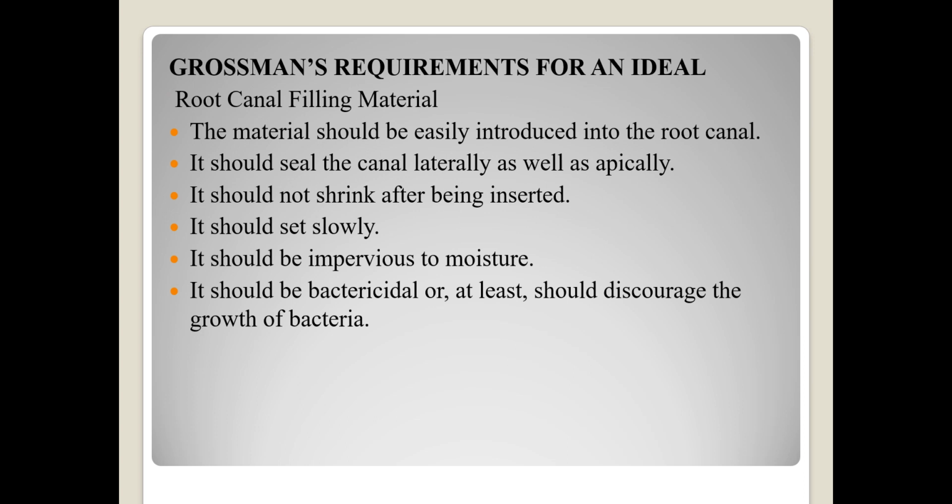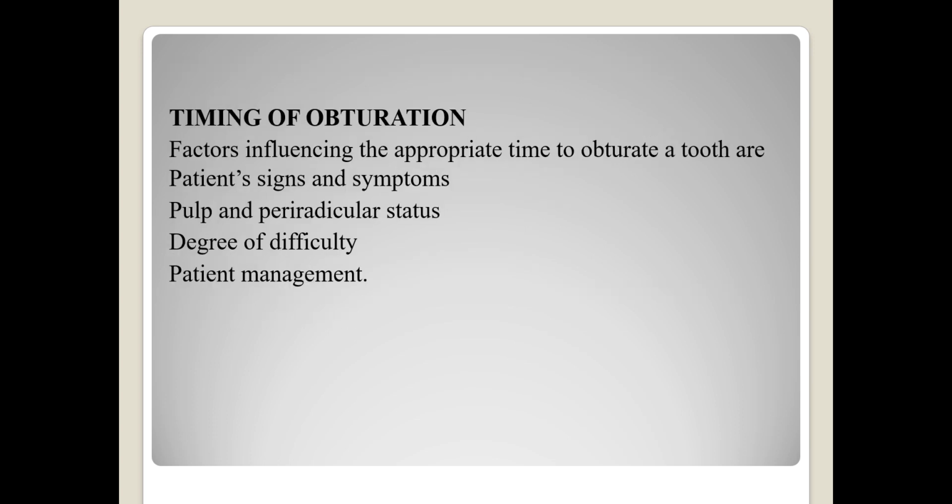Now, Grossman requirements for an ideal root canal filling material. First, the material should be easily introduced into the canal. Second, it should seal the canal laterally as well as apically. Third, it should not shrink after being inserted. Fourth, it should set slowly. Fifth, it should be impervious to moisture. And last, it should be bactericidal or at least should discourage the growth of bacteria.